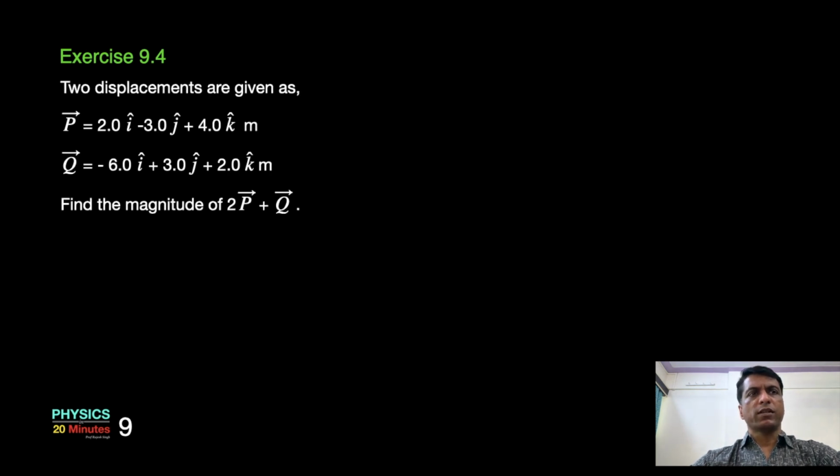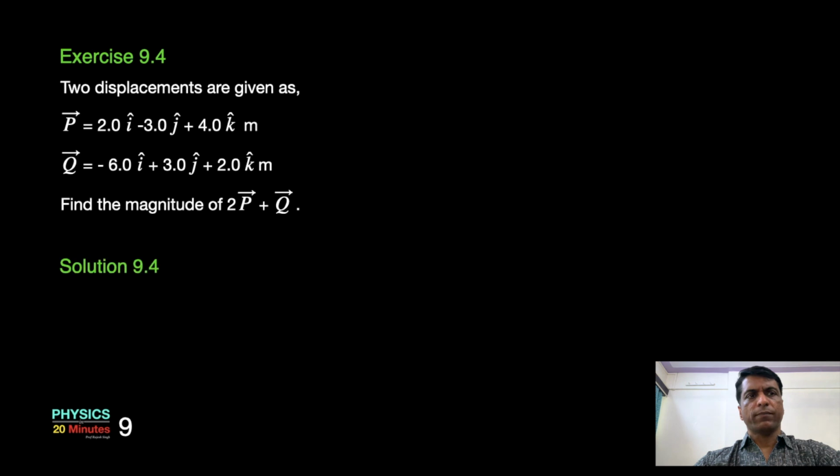Let's take another exercise to understand the concepts. Two displacements are given as vector p is equal to 2.0 î minus 3.0 ĵ plus 4.0 k̂ meter, and q is equal to minus 6.0 î plus 3.0 ĵ plus 2.0 k̂ meter. Find the magnitude of 2p plus q. It's a very straightforward exercise. You can try to solve it on your own, then come back and check the solution.